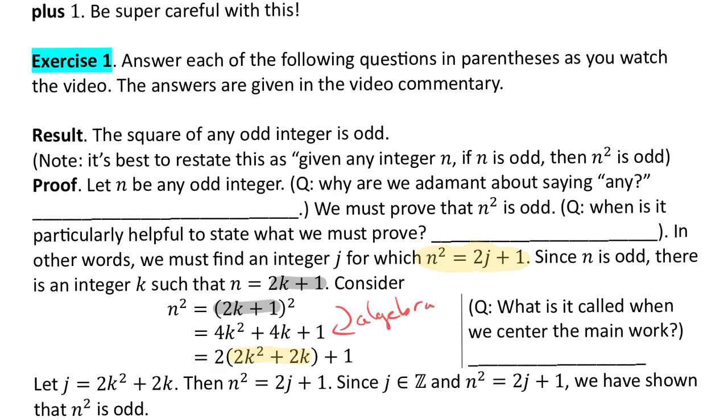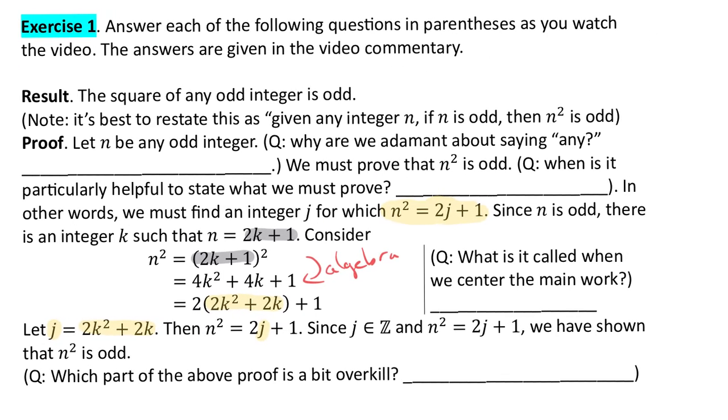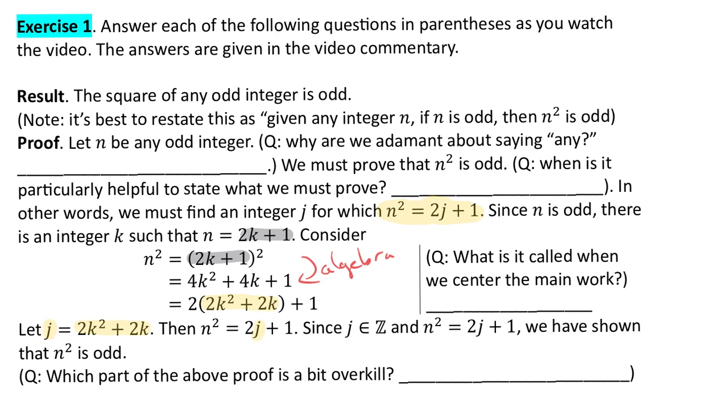All right, so now we have n squared is 2 times some integer plus 1. I can be very explicit and say, hey, let's let all this stuff be equal to j. Then n squared is 2 times j plus 1. Okay, since n squared is 2 times j plus 1, we've shown that n squared is odd. That's the general idea with one of these proofs. We're going to look at another one.